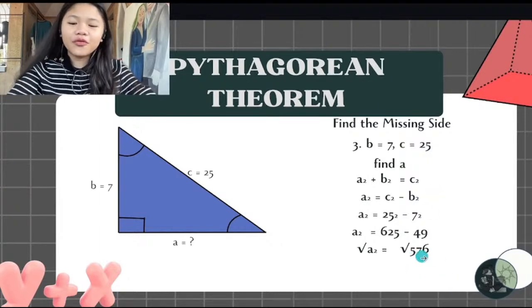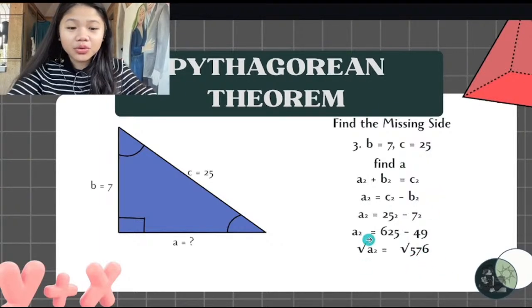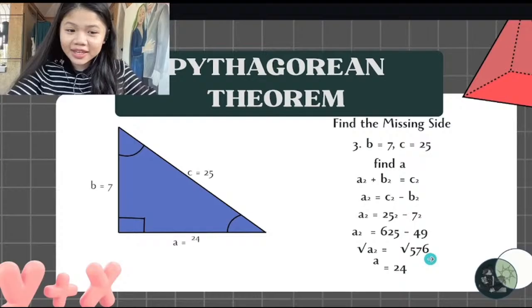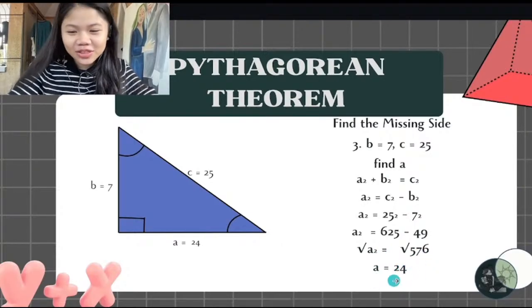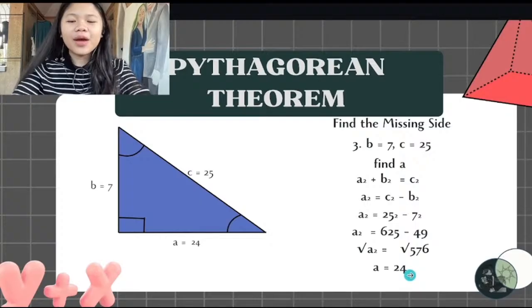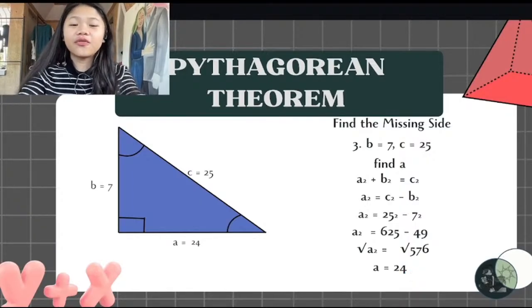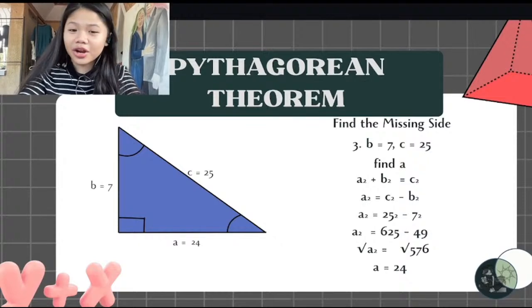Now, to solve for a, we take the square root of both sides. The square root of 576 is 24. So a is equal to 24. So remember, we rearrange the formula to isolate the missing side. Okay? Substitute the values. We simplify first, show the equation with the square, then take the square root.